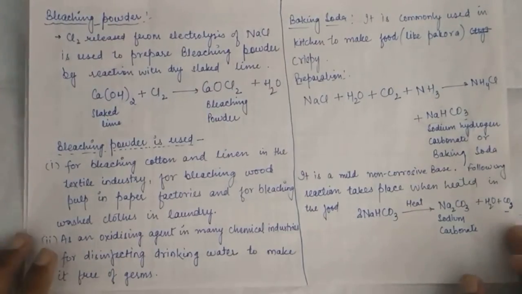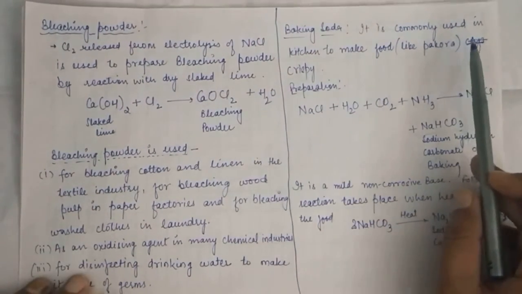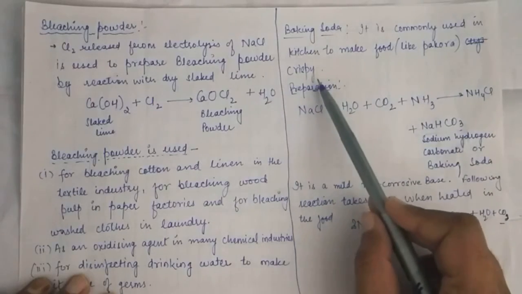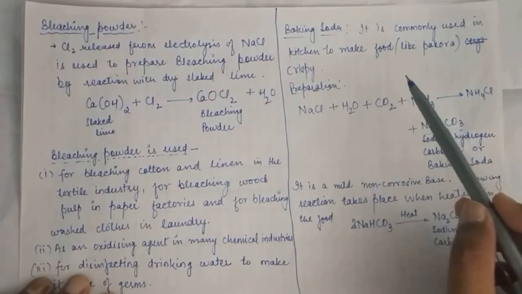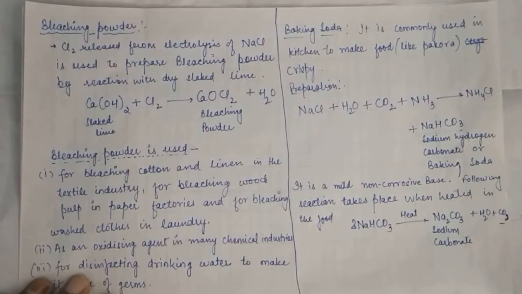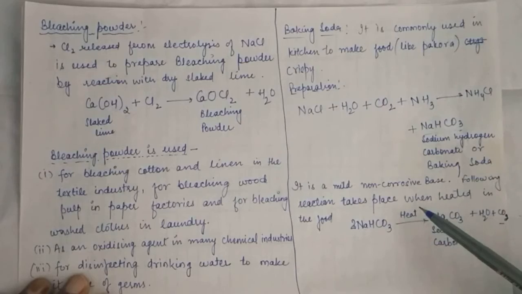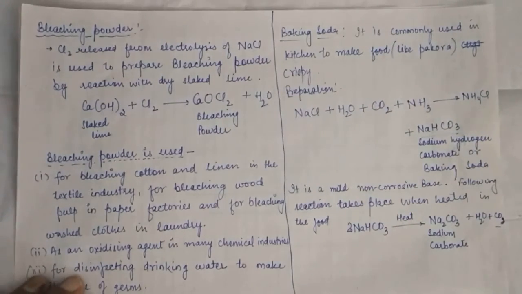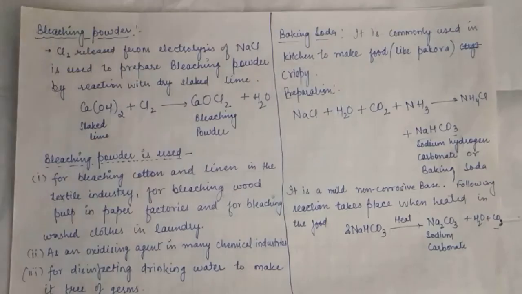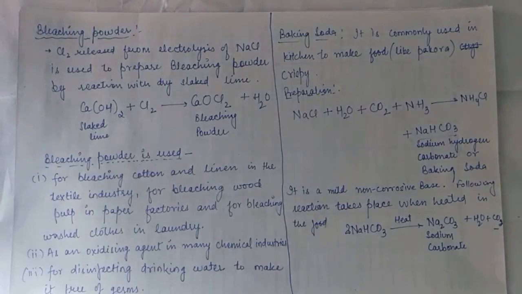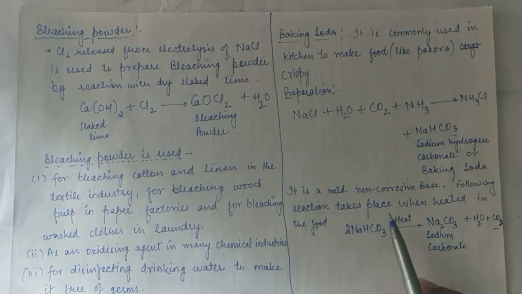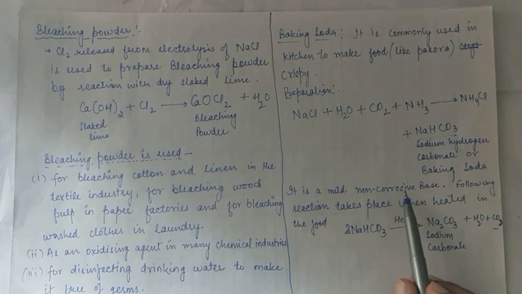Okay, so baking soda is commonly used in the kitchen to make food crispy. फूड जो आइटम्स होते हैं उनको क्रिस्पी बनाने के लिए उसमें क्या डालते हैं, मीठा सोडा घर पे जो यूज़ करते हैं, that is baking soda. Okay, it is a mild non corrosive base. Non corrosive base means the base used in this salt is quite a weak base. Okay, that's why it is non corrosive. Otherwise, if it is a strong base, it can corrode anything.